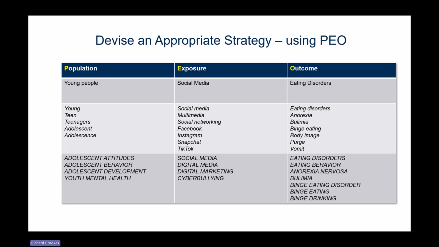And then below that, in italics, in uppercase, we have the APA Thesaurus terms. Now, we won't necessarily know what they are initially, so we could start off with browsing the thesaurus to identify those. But I've got some here. So adolescent attitudes, adolescent behavior, for example, youth mental health. We've got social media, which you would expect in these days. Digital media could also be included. Digital marketing, maybe. Cyberbullying. Again, there are other terms that we can broaden this out to. And then for eating disorders, there's also eating behavior, anorexia nervosa, bulimia, binge eating disorder, binge drinking, and so on.